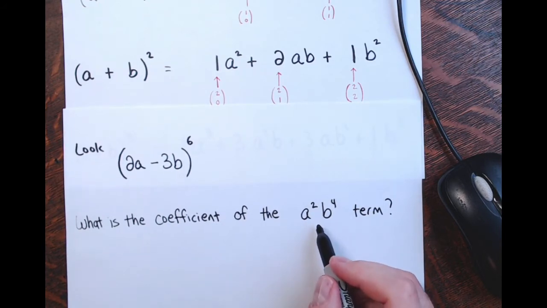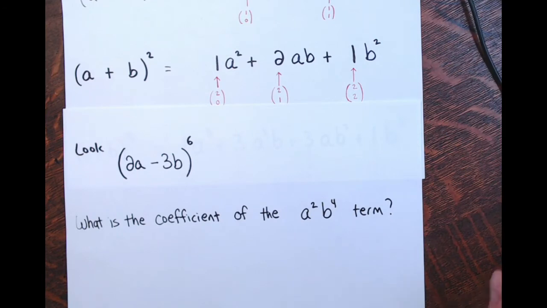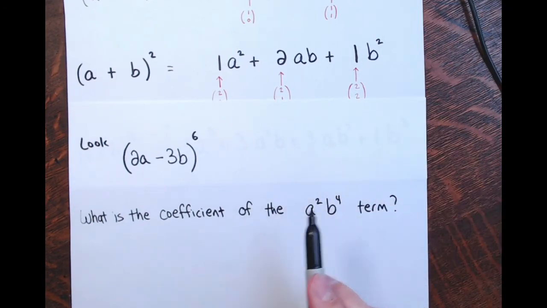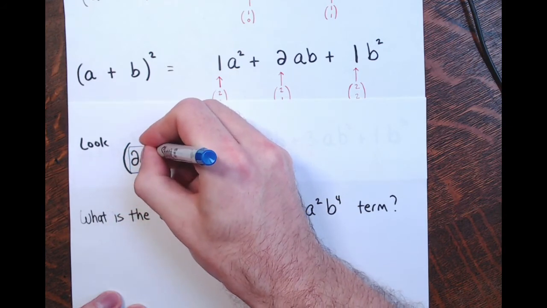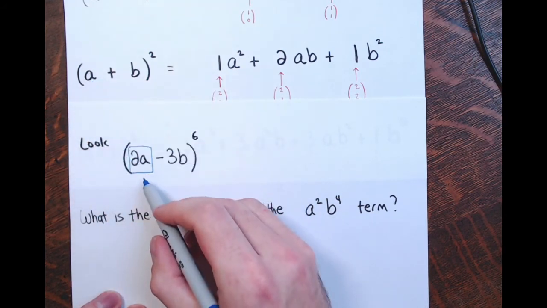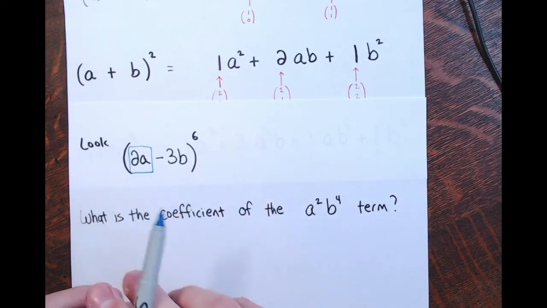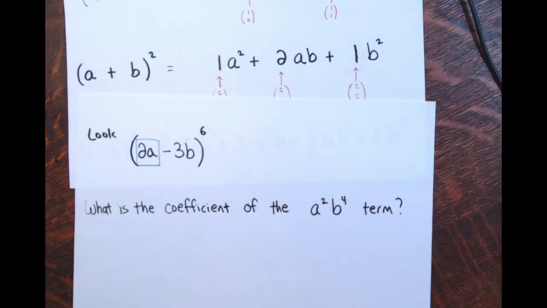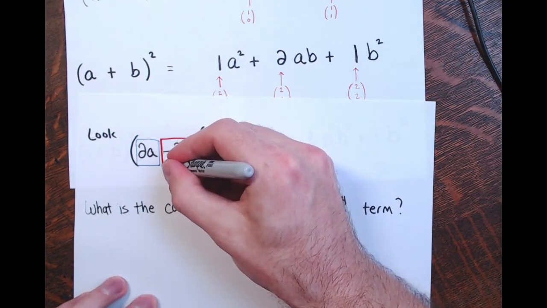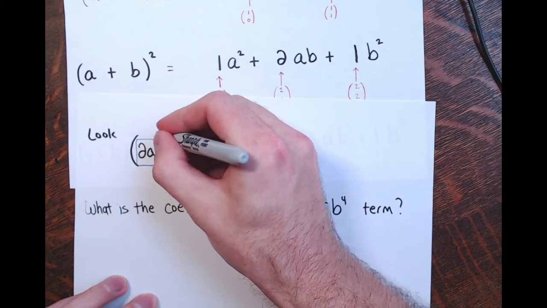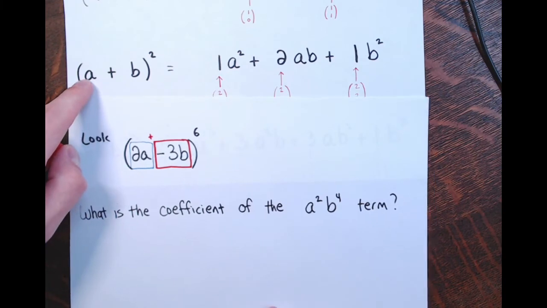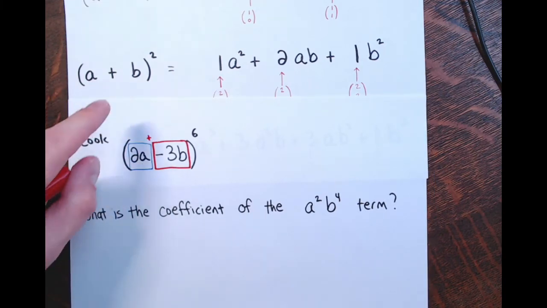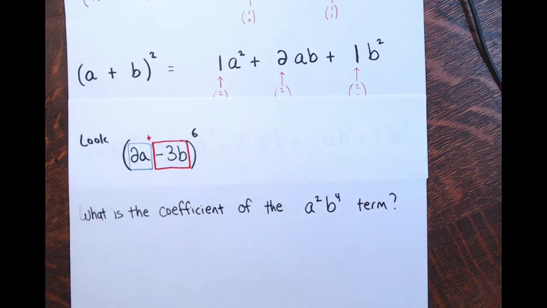look at just one term. Look at the term that would have a squared and b to the 4th in it. Now you gotta be careful, right? This is my first term. This is like the a from earlier, what I'm putting in a blue box here. And then this negative, remember negatives are part of the terms, right? This is plus negative 3b. This is the second term. So the a that I originally had is now replaced by 2a, and the b that I originally had is now replaced by negative 3b.